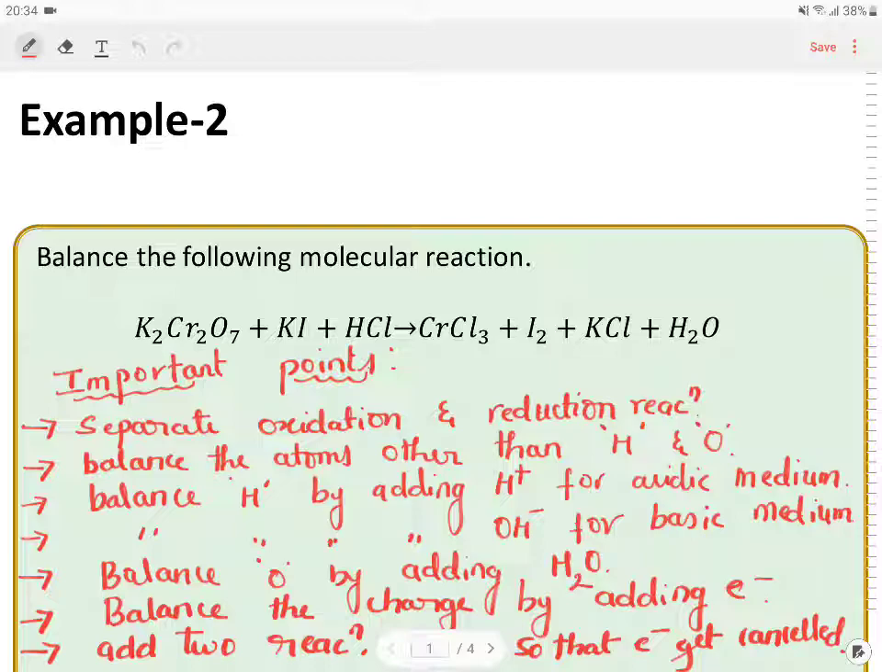At last, we are going to combine both the equations. Make sure that the electrons on both sides, that is on the left hand side as well as on the right hand side, get cancelled. Then we are going to write the final equation.